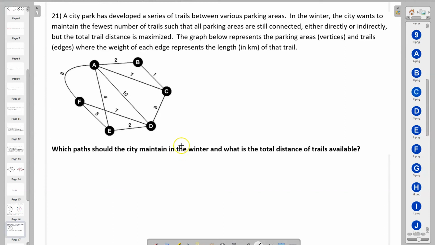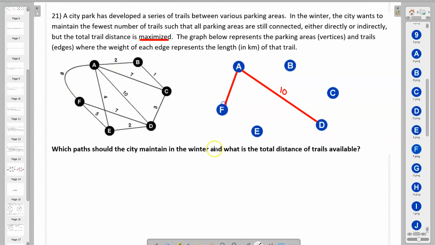For this problem, we're being asked to maximize the distance. As a result, we're going to start by duplicating the graph and starting with the largest edges this time. I've got the vertices in place. Now let's go looking for the largest edges. The first edge that I see that's largest is A to D. I'll add that to the graph. Next largest looks like F to A, with a weight of 8.